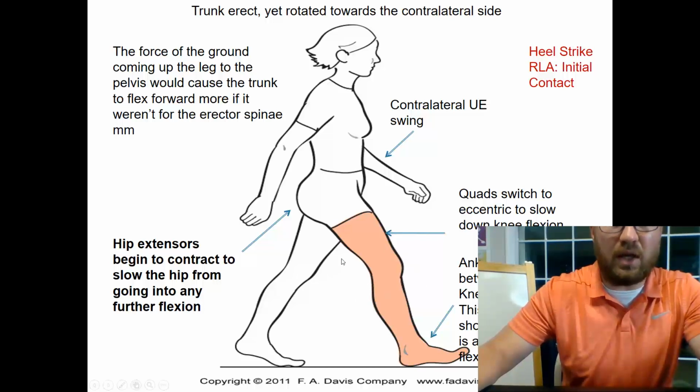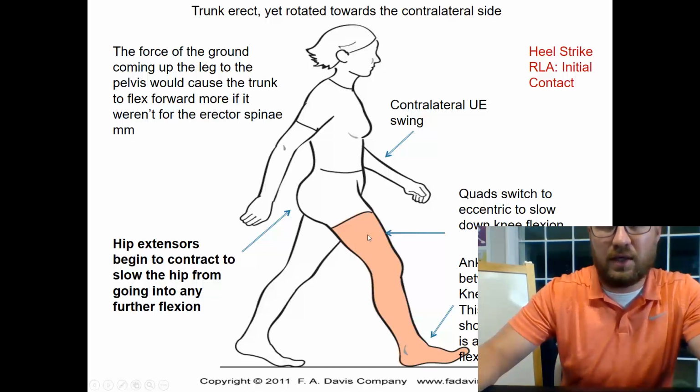Okay, so in heel strike, or in Rancho Los Amigos, initial contact, those hip extensors are beginning to contract eccentrically to slow the hip from going into any further flexion, because we want that foot to hit the ground and we don't want that hip to keep going forward. Our quads switch to eccentric to slow down the knee flexion because we're getting weight onto that foot.